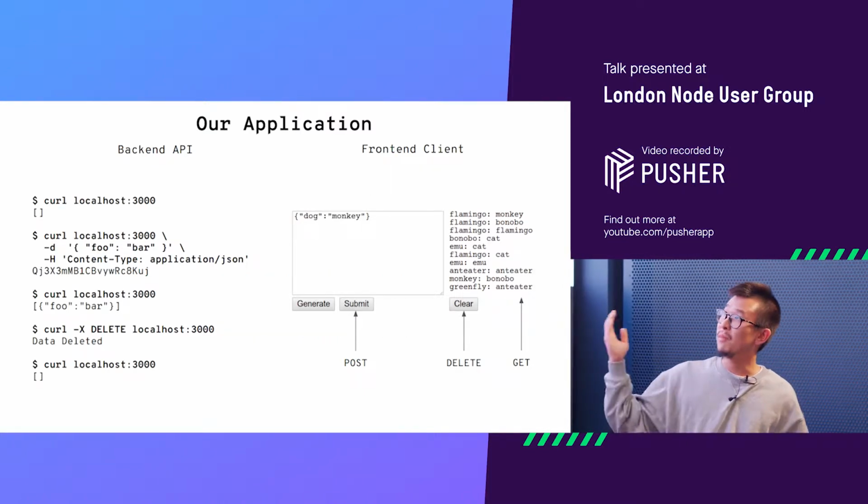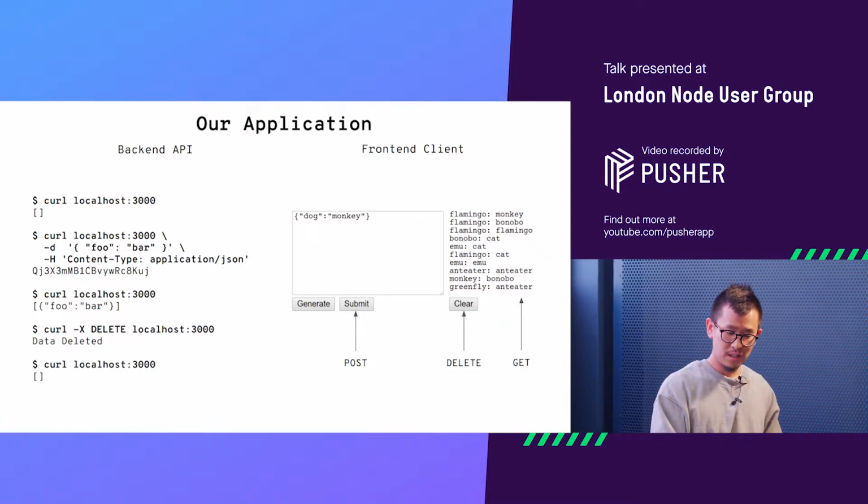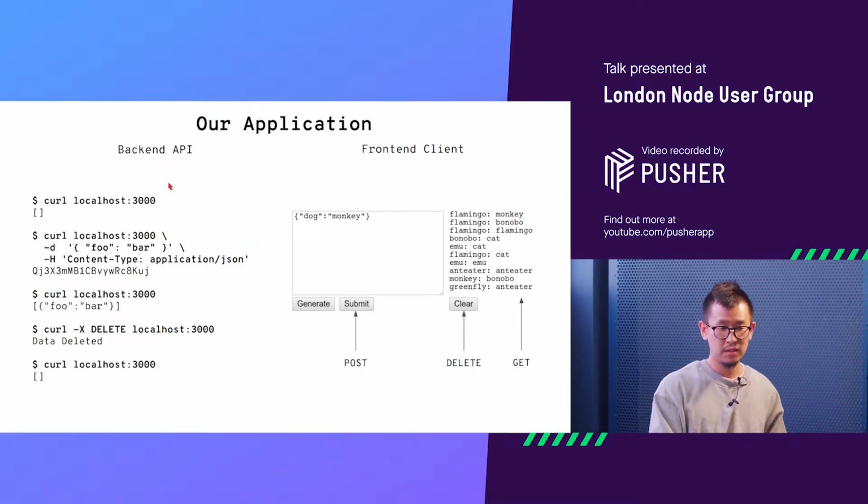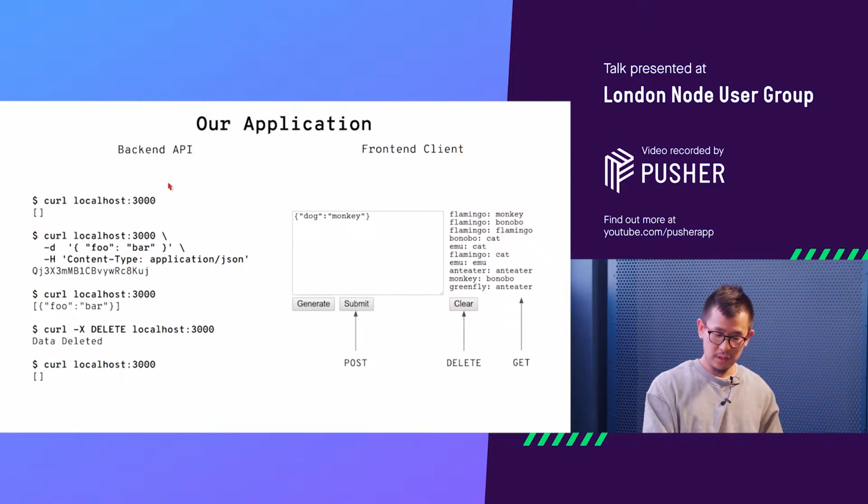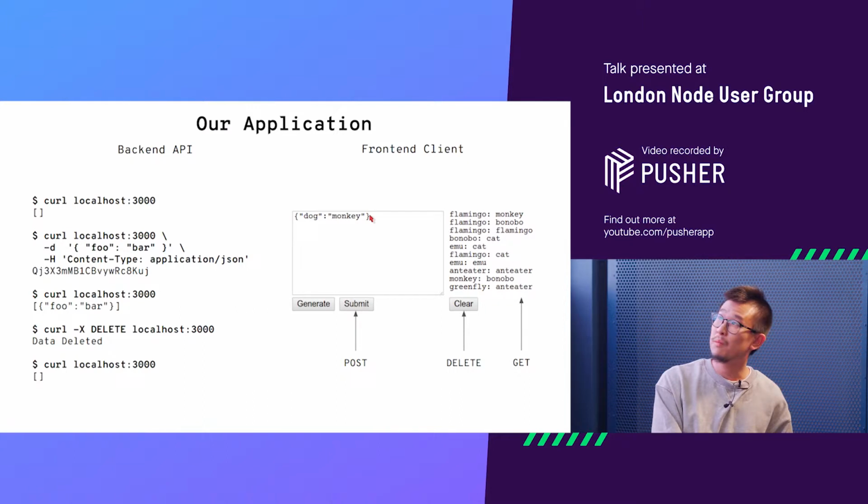So this is the application we're going to be building. Basically it has the front end, a back end, and a database using Elasticsearch. In the front end, it's basically just a text area. You press a button, it generates a JSON object. You submit it, it goes to the back end, which saves it in the database.